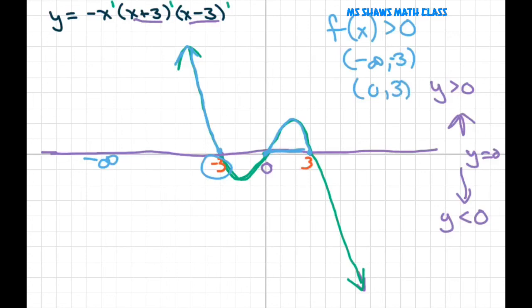Now, where is our f of x negative? Well, it's negative right in this piece here and this piece here. So that's going to be from negative 3 to 0 and 3 to infinity. And those are your intervals.